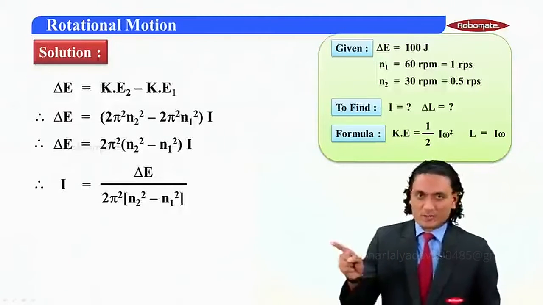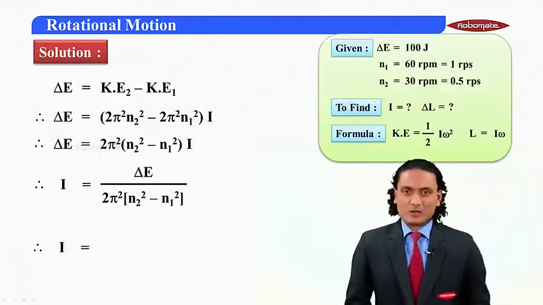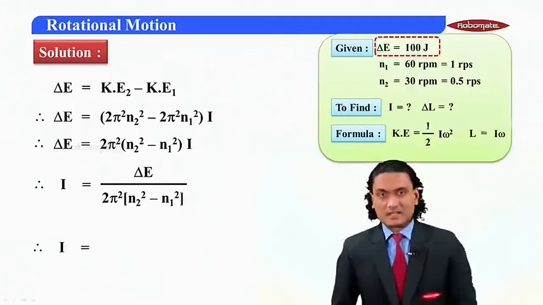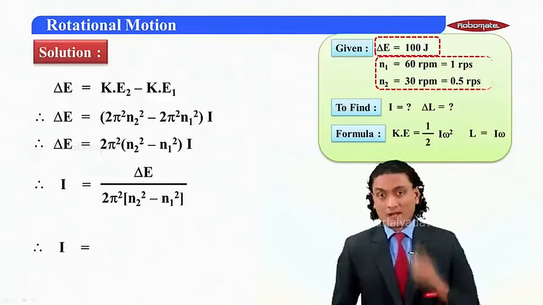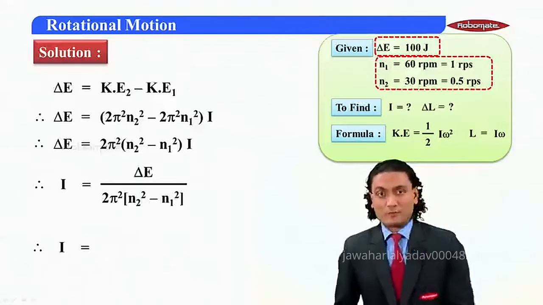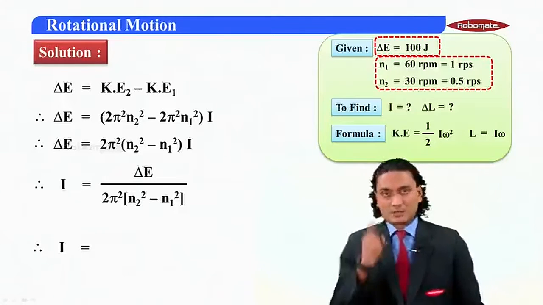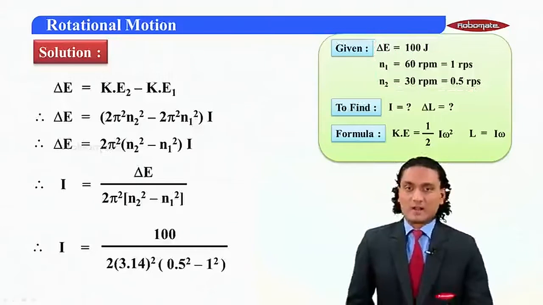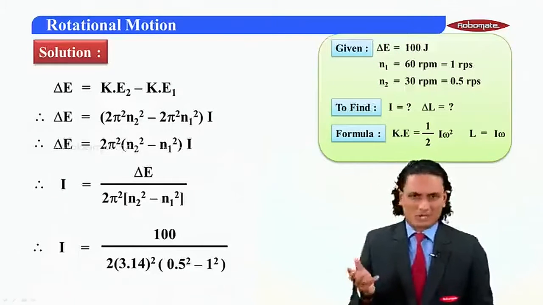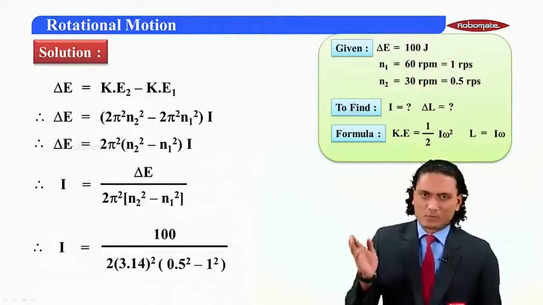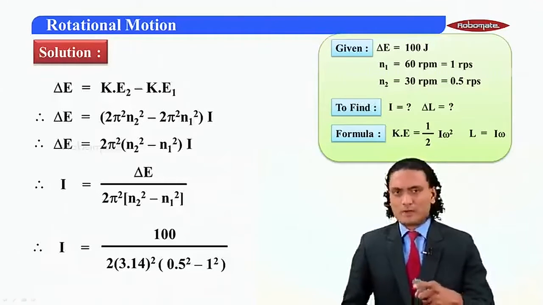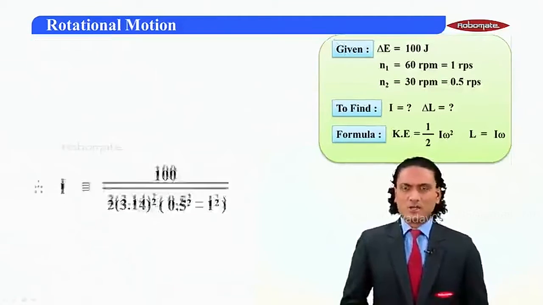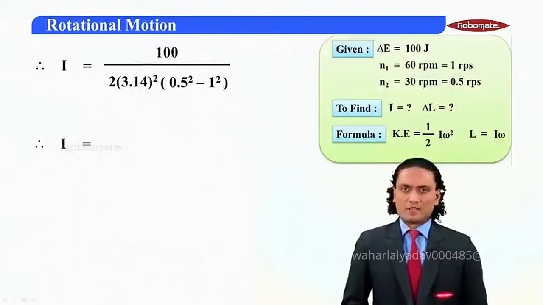Now students, we are coming very close to the answer. You see there, I is equal to delta E upon 2 pi square into n2 square minus n1 square. Is delta E given? Yes, delta E is given as 100 joule. Now, N1 and N2 are also given. N2 is 0.5 RPS, N1 is 1 RPS. So I can substitute delta E, N1 and N2 over there. I will get 100 upon 2 into pi square, where pi is 3.14, into 0.5 square minus 1 square. Is that clear? Now we have to solve this.